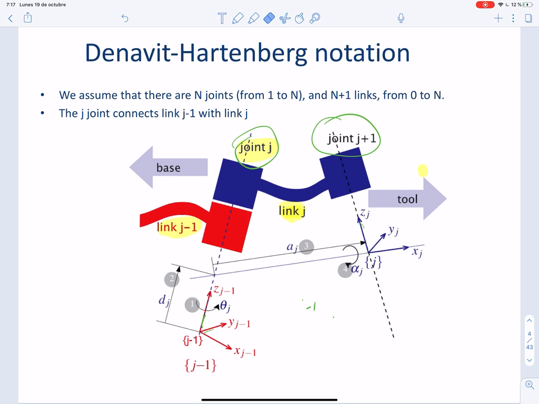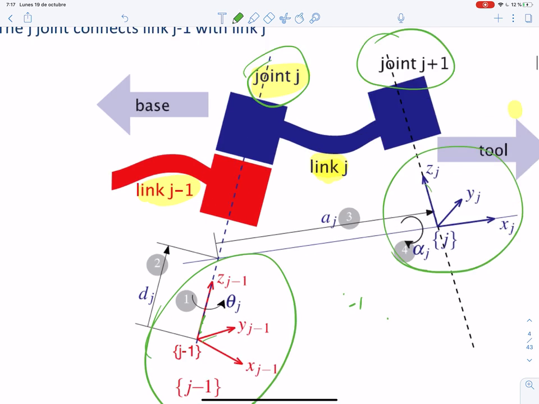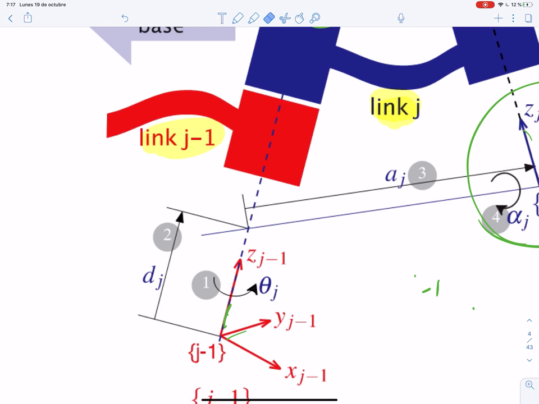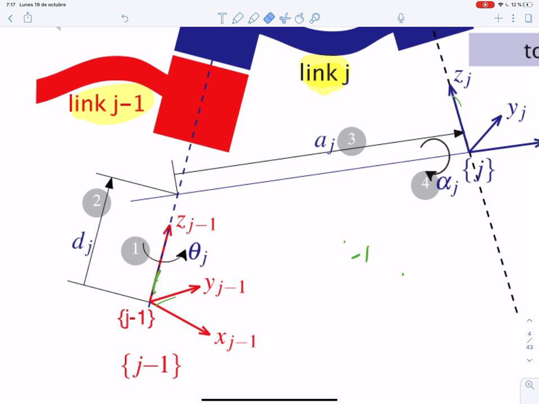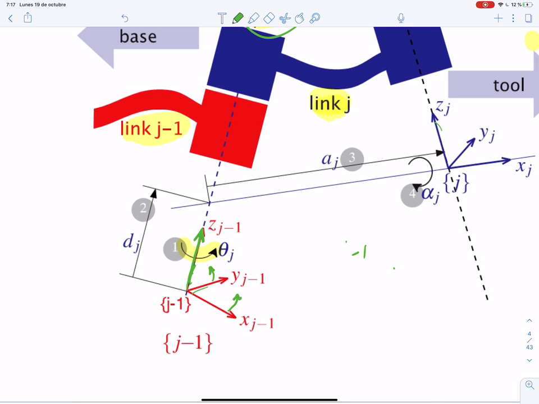The geometrical transformations that we have to perform in order to get from coordinate frame j minus 1 to coordinate frame j are the following. These are numbered in these gray circles in here. So, in order to get from j minus 1 to j, first we are going to make a turn of theta j angle around the zj minus 1 axis. This would change the axes xj minus 1 and yj minus 1, but this leaves the z-axis unchanged.